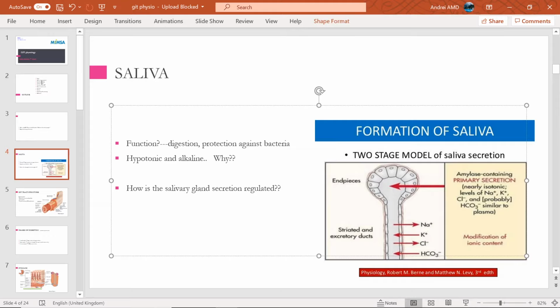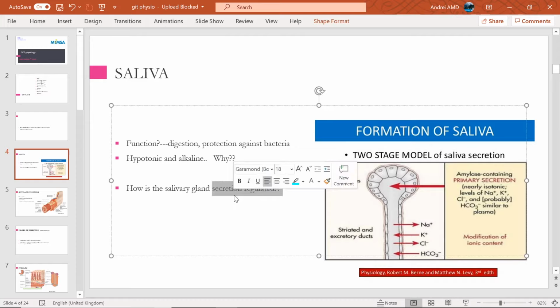And alkaline, why? Because since the stomach produces a lot of acid, there is a lot of chance that it does go up to the esophagus. So we want to neutralize it as much as possible in the esophagus. So it is alkaline. So it's better to remember that it's hypotonic and alkaline. And this is physiology, not anatomy or biochem. So we have to know how the saliva formation is regulated.